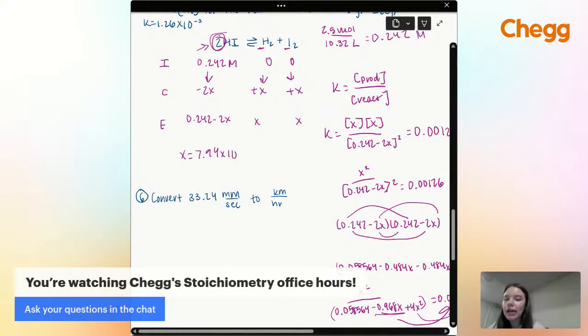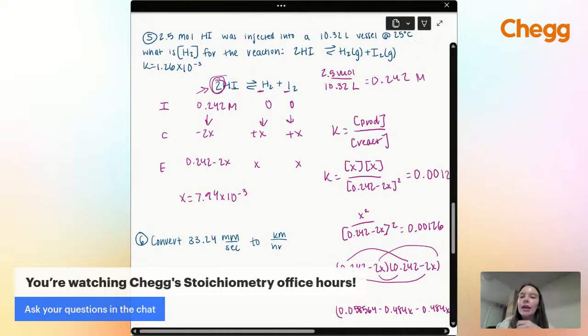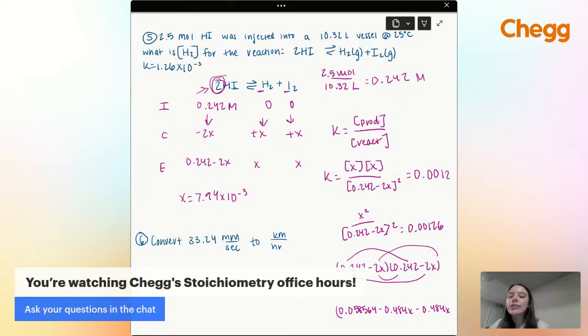I know that was a lot in one problem, and we want to find the final molarity of H2. Since we know X is 7.94 times 10 to the negative 3, and our final molarity is just X, our H2 final is 7.94 times 10 to the negative 3.